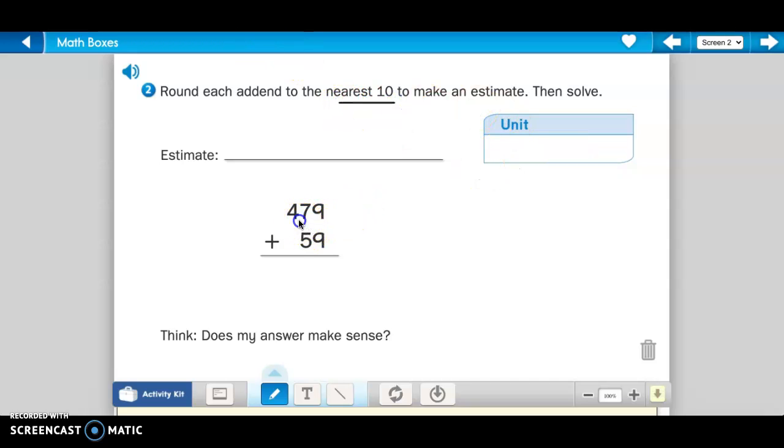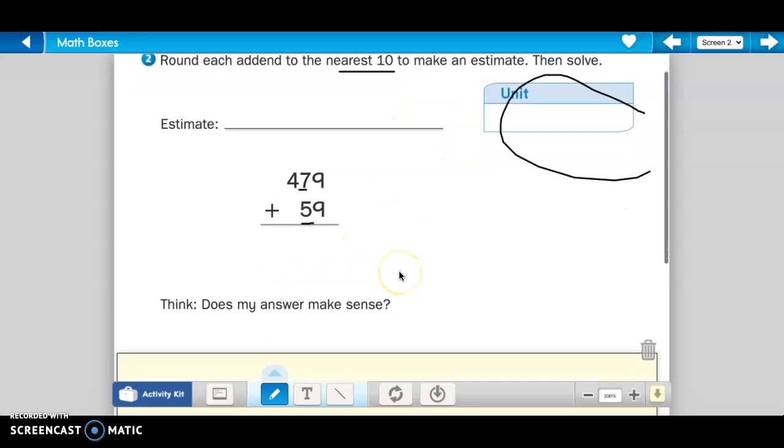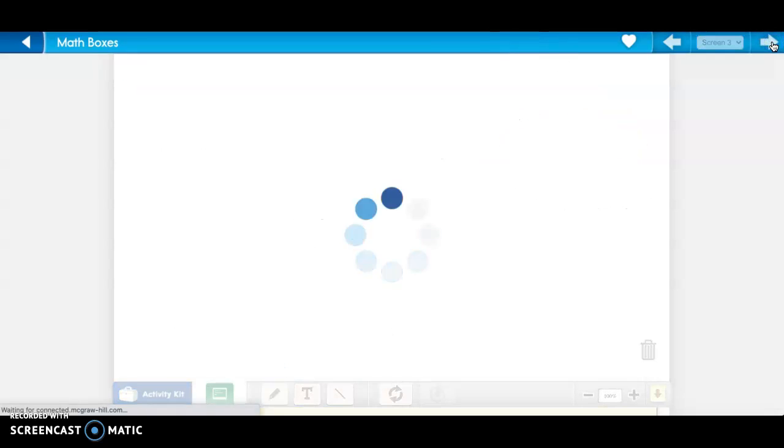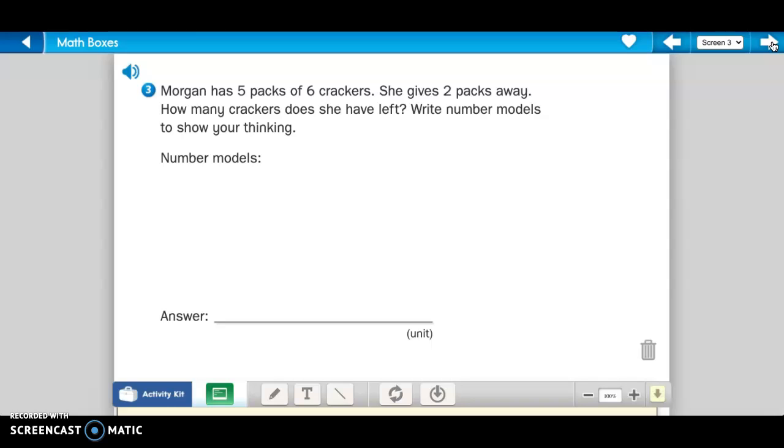Nearest 10. I would know to underline my tens. What would that be rounded to? 479 goes down to 470 or up to 480, plus, and then does it go down to 50 or 60? Make sure to write your units in. Okay, find your estimate. Remember, you round and add to find your estimate. And then what's our actual answer? Then does my answer make sense, right? Was my estimate close, and was my answer close? If this didn't make sense, you could hit the audio button again and it would read it to you one more time. Then remember, I go up here, I click to my next screen to number 3 for math boxes, and it will read it out.